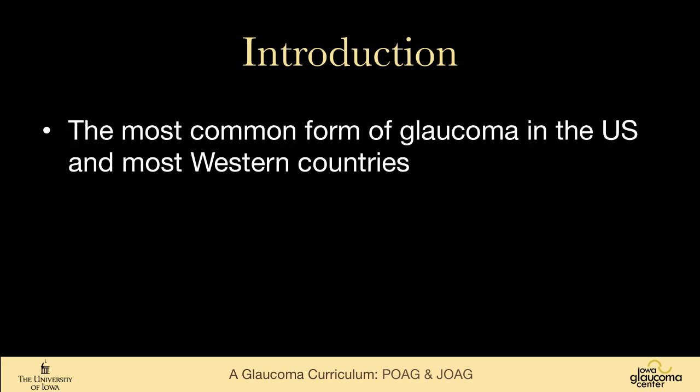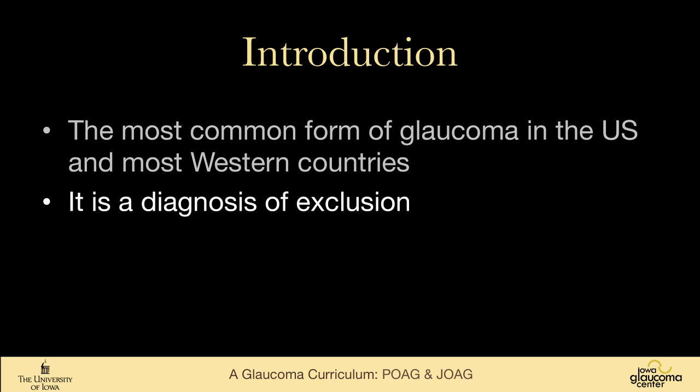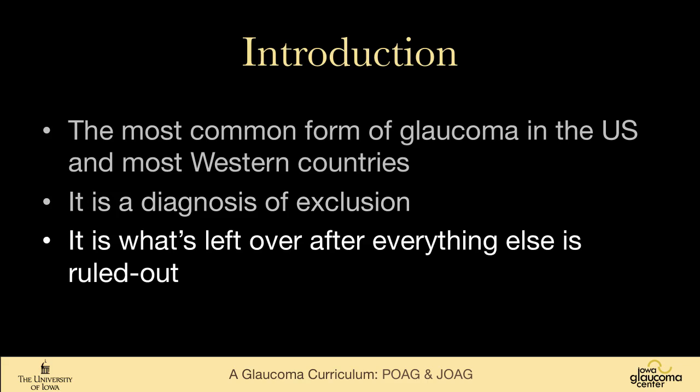Primary open-angle glaucoma is the most common form of glaucoma in the United States and most Western countries, in differentiation from Asia, where in many countries like China, angle closure glaucoma is more prevalent. It is a diagnosis of exclusion in that we try to find an underlying cause for the decreased aqueous outflow and increased intraocular pressure, things like exfoliation syndrome or pigmentary or steroids. So it's what's left over after everything else is ruled out, and it's sort of funny that the leftover is the most prevalent form of glaucoma.